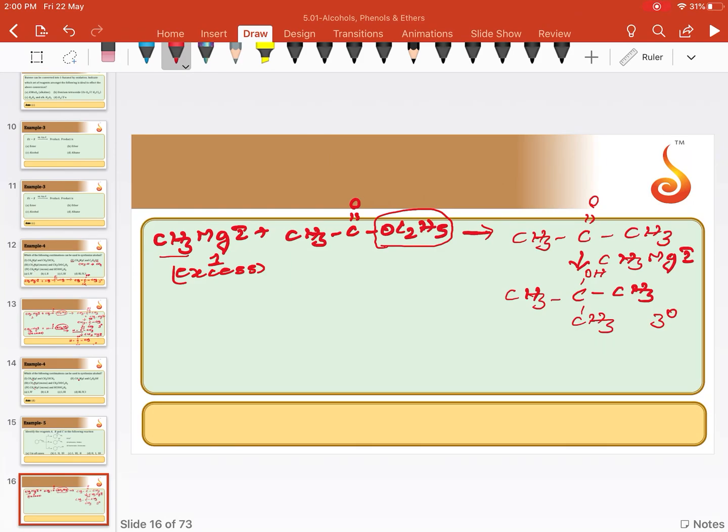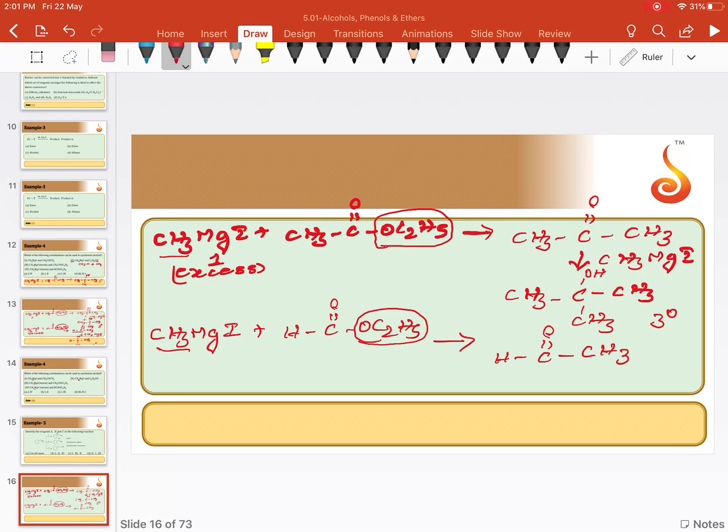Now let us see the last option. In the last option, Grignard's reagent is treated with formic ester. Again, what shortcut we learned here? When Grignard's reagent is treated with any ester, remove OR and put R of Grignard's reagent there. So what will I get? HC double bond O, R of Grignard's reagent is CH3. So I am getting aldehyde. This aldehyde reacts with Grignard's reagent again, because here also we are taking excess of Grignard's reagent.